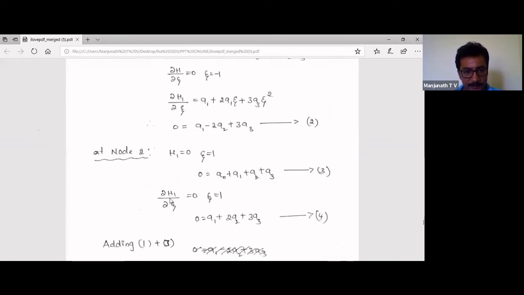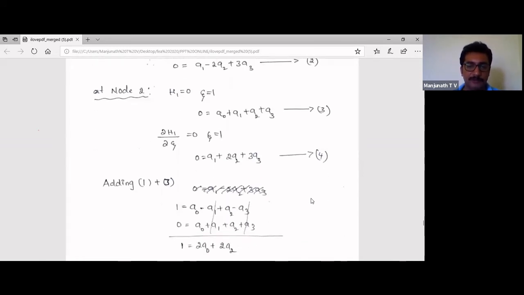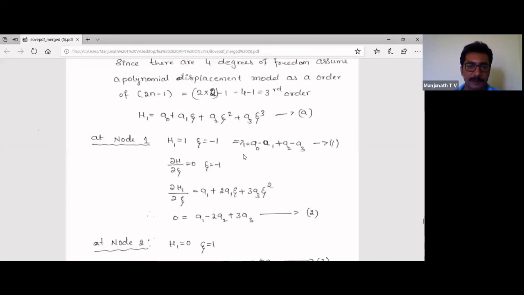Similarly again, this value is substituted in this particular differential equation. Then you are going to get equations like this, which gives equation number 4. After getting equations 1, 2, 3, 4, we need to solve them for the constants A0, A1, A2, A3, A4. Once you have the values of A0, A1, A2, A3, if you substitute them in equation number A, then you are going to get the equation for H1, which gives the function equation for H1.